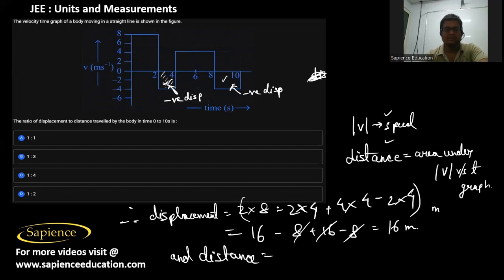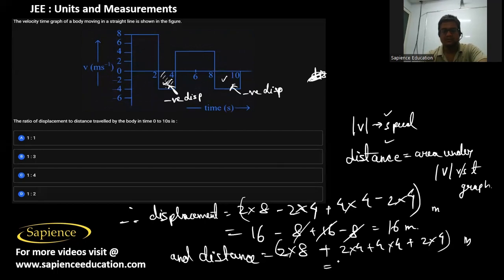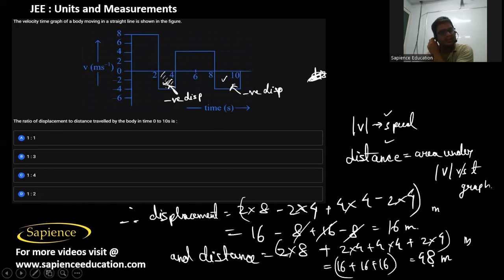we should add. We should not take the negative displacement, we should take the absolute value of it. So then we will get 2 into 8 plus 4 into 4 plus 4 into 4 plus 2 into 4 meters. So this will be equal to 16 plus 16 plus 8 plus 8, that is 16 times 3 is 48, 48 meters. So 48 meter is the distance covered.